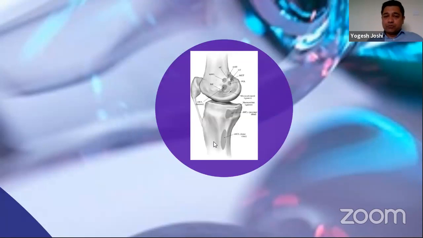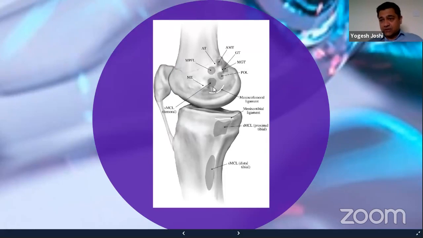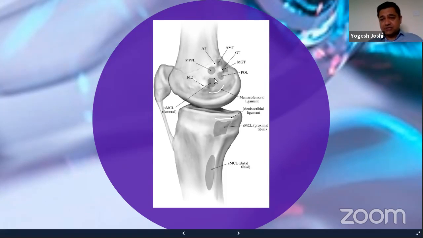So the superficial MCL is the most common stabilizer of the knee, and this is the one that gets injured, and this leads to instability on the medial side. The superficial MCL is attached just proximal and posterior to the medial epicondyle on the femur. And it runs straight down onto the tibia.